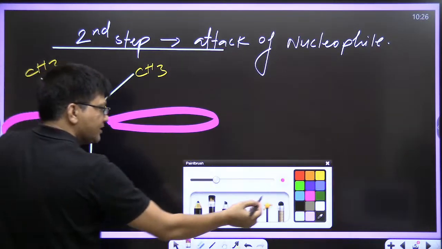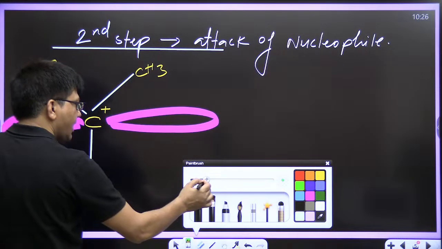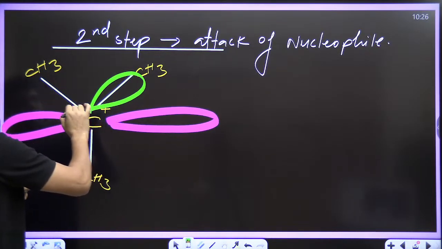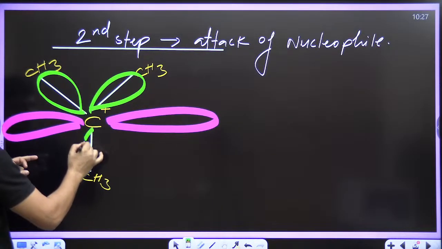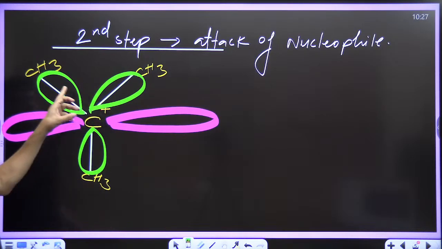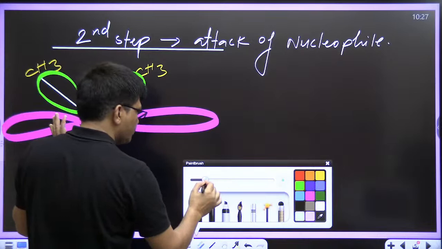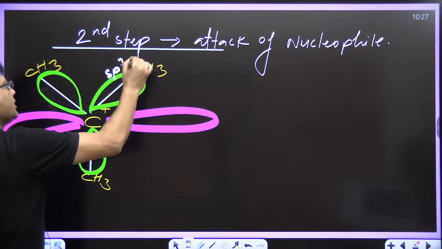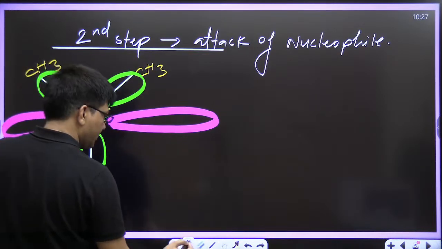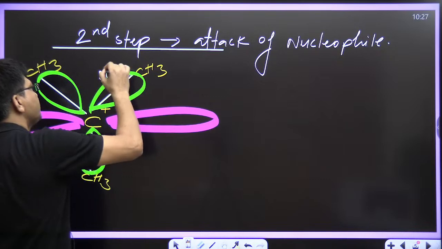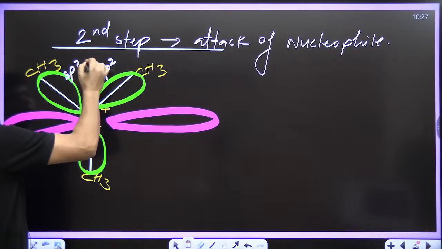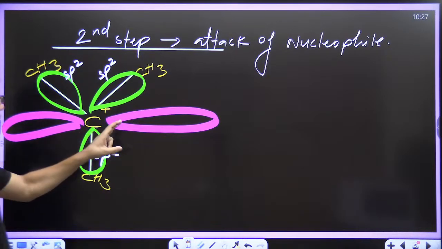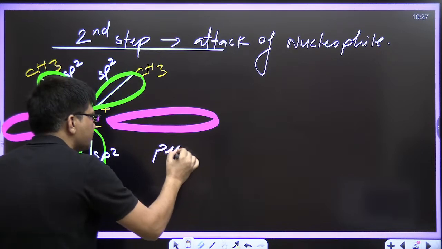Now a pure p orbital is a lengthy one. If I say these are the hybridized ones, then they will look like this, because they have s character. So they are somewhat thicker, sp2 hybridized. sp2 hybridized means one part of s and two parts of p. The three are sp2 hybridized, but this is the pure p orbital. Do remember, this is the pure p orbital, kids.